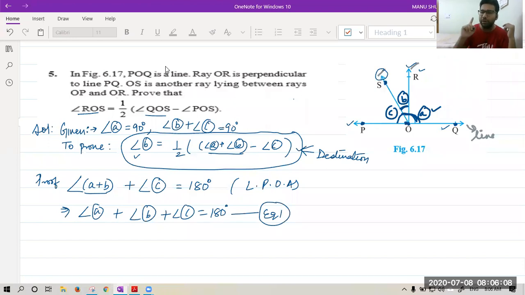So we have one equation. Now this is not enough. We have to understand what other equation we can write seeing the diagram. That other equation is very simple, which is given to us. That is B plus C is equal to 90 degrees. Angle B plus angle C is equal to 90 degrees. This is the second equation.